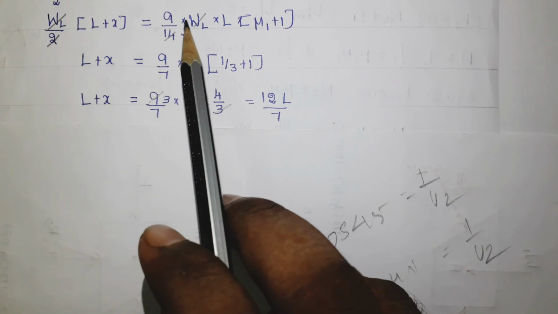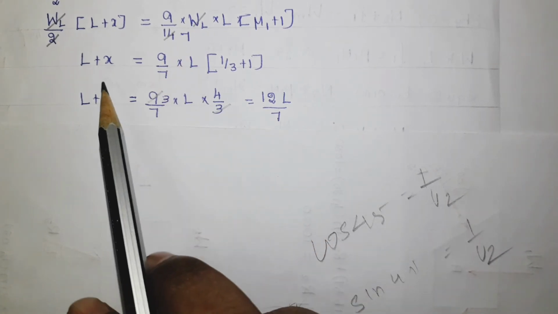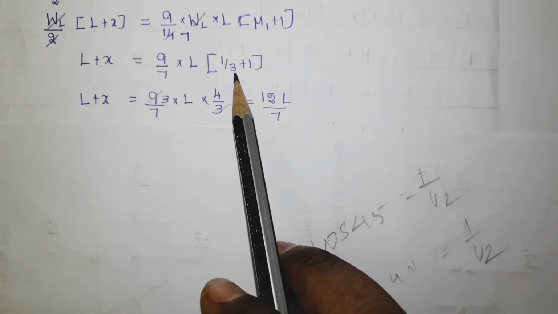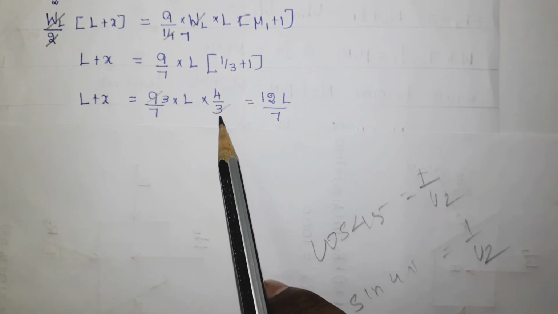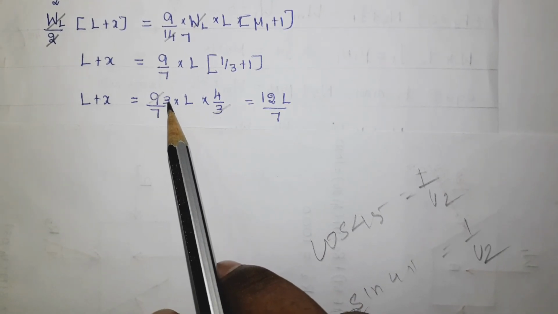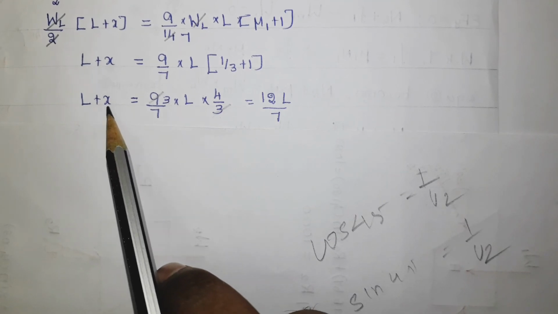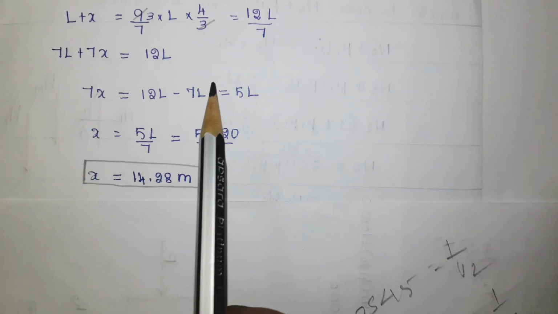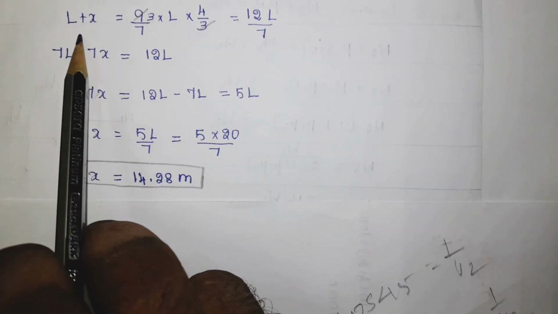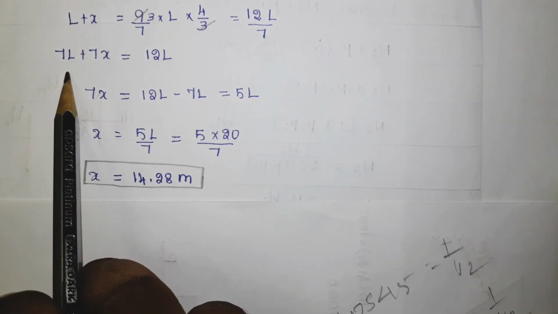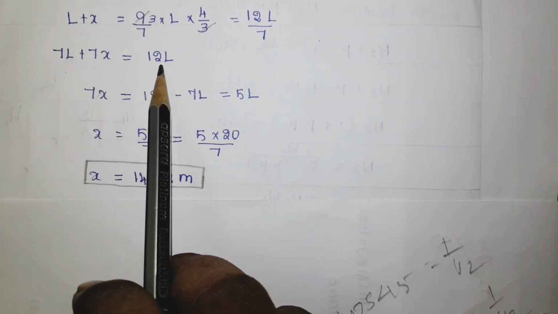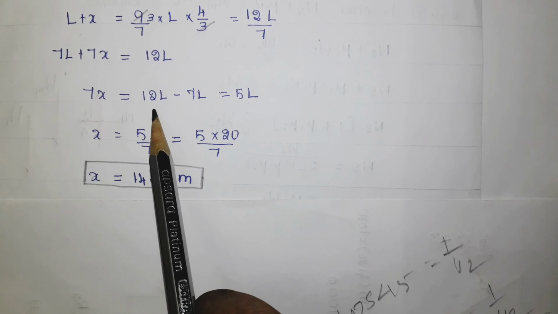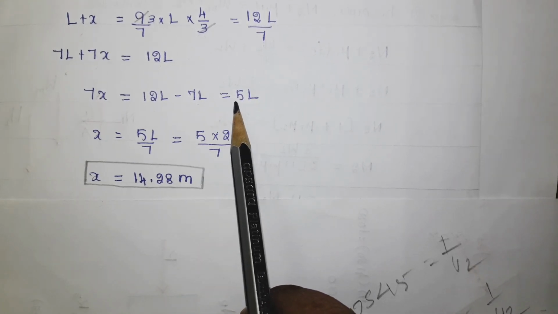Now you know that WL will get cancelled. Finally L plus X equal to 9 by 7 L into 1 by 3 plus 1. Now this can be written as 4 by 3, and now this 3 and this 9 will get cancelled and you will get 3. Finally L plus X equal to 12 L by 7. Just bring this 7 over using cross multiplication. So now this will become 7L plus 7x equal to 12L. Bring this 7L to this side, so it becomes 7x equal to 12L minus 7L, which is equal to 5L.